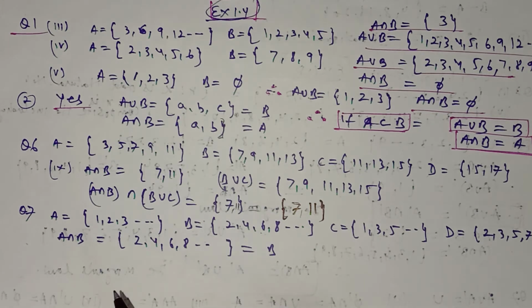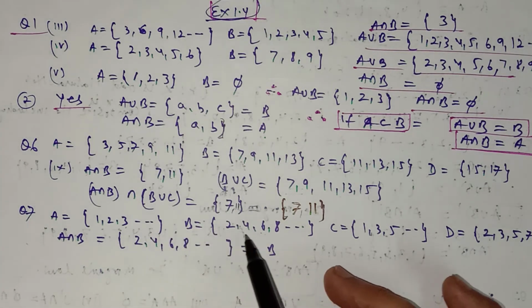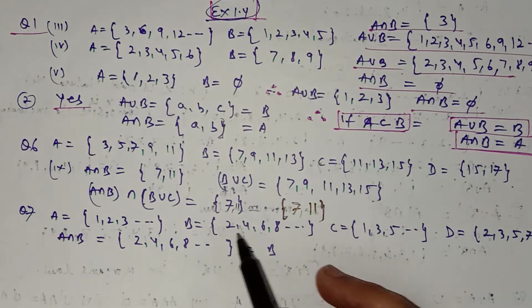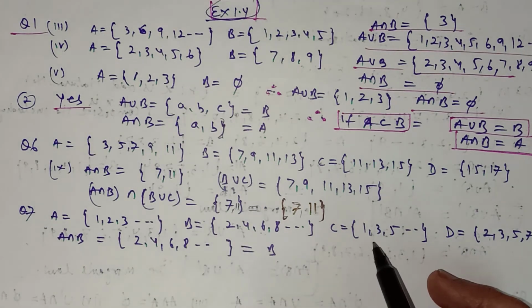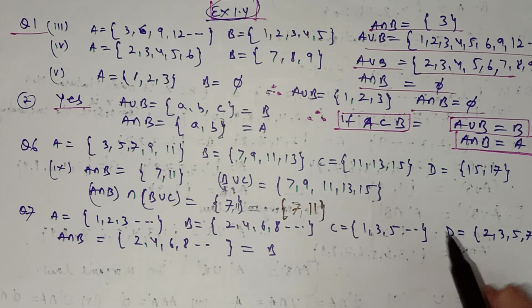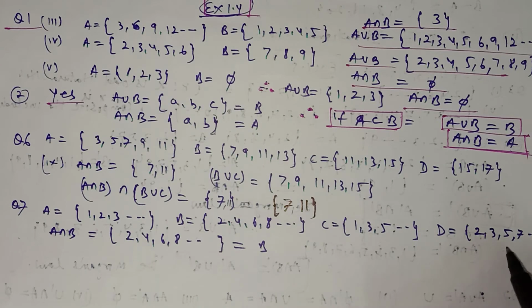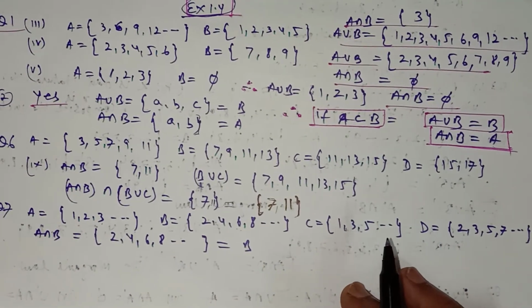That is, set A is given, see in your books, natural numbers. So for natural numbers I have written 1, 2, 3, 4 and so on. Set B is given as even natural numbers, so I have written 2, 4, 6, 8 and so on. C is given as the odd natural numbers, so I have written 1, 3, 5 and so on. And D is given as the prime numbers, so I have written 2, 3, 5, 7, 11, 13 and so on.